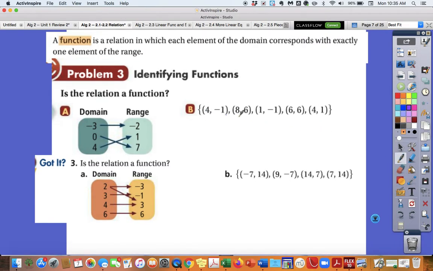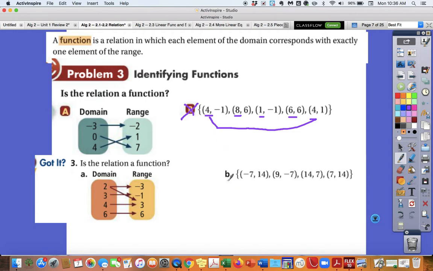Now, it's super easy to look at that and know what we're doing when we've got ordered pairs, because with ordered pairs you can just see, okay, I've got 4, 8, -1, 6, and there's 4. Well, that's a repetition. So since 4 repeated, this is not a function. It is only called a relation, because remember, functions are a subset of relations. So this one is not a function.